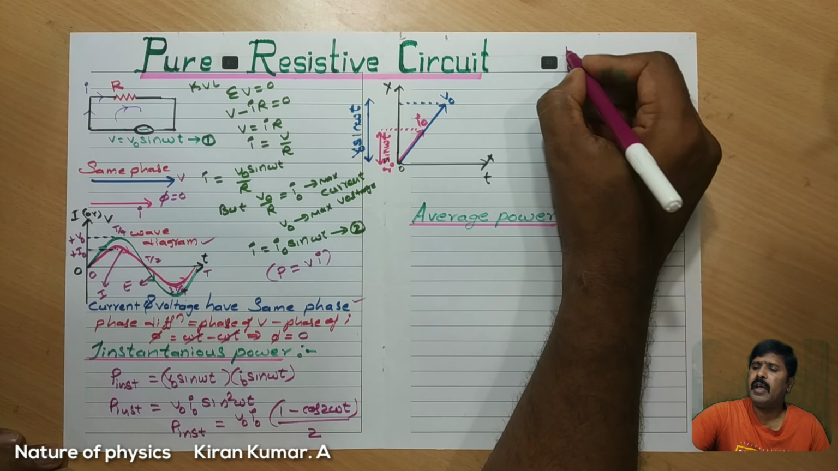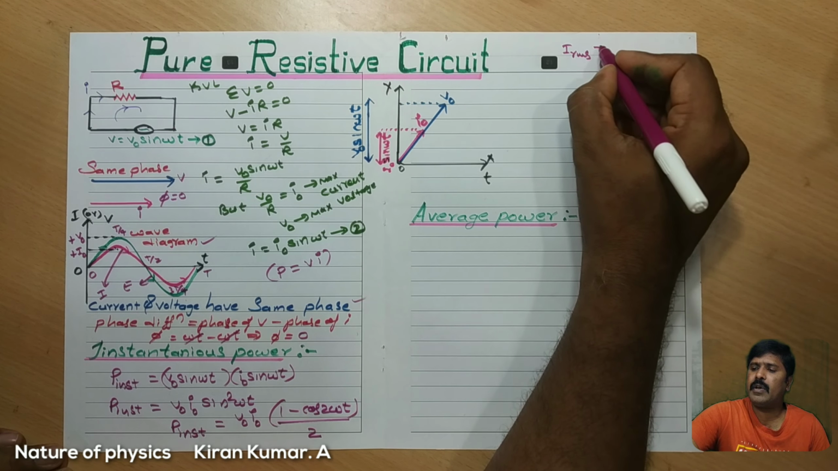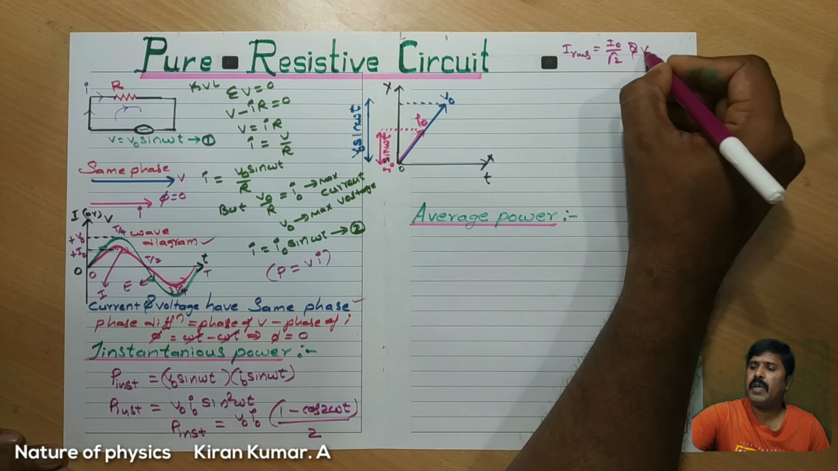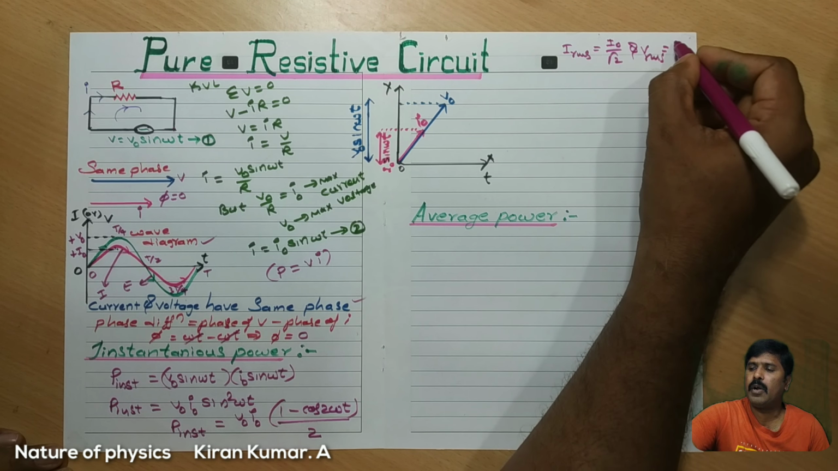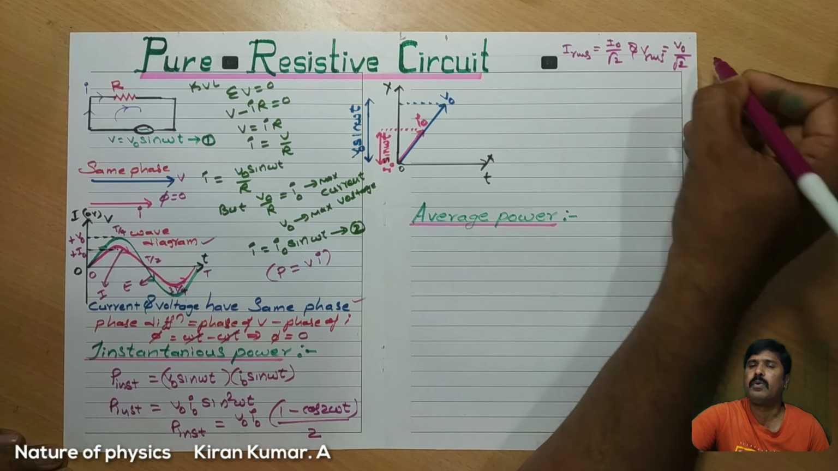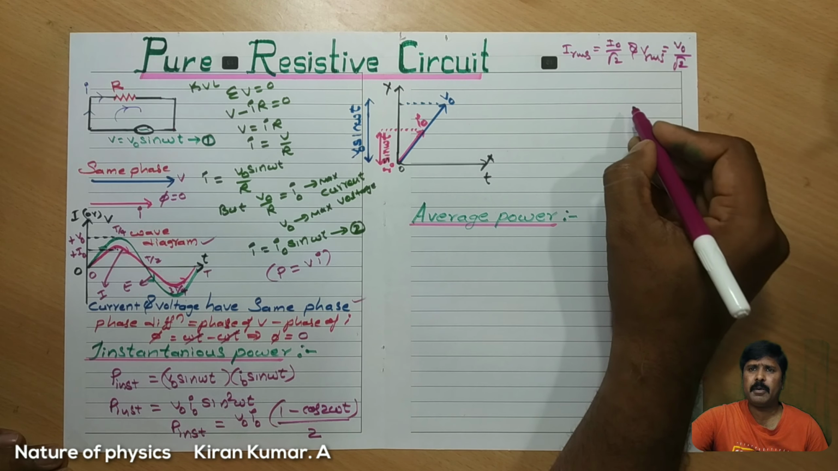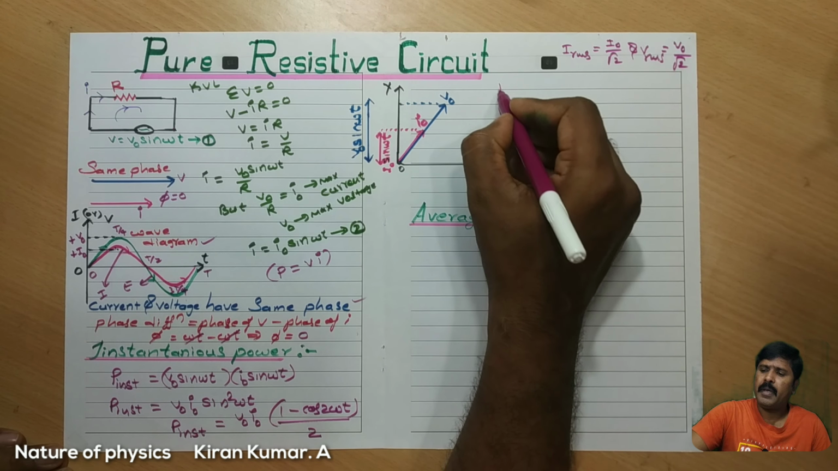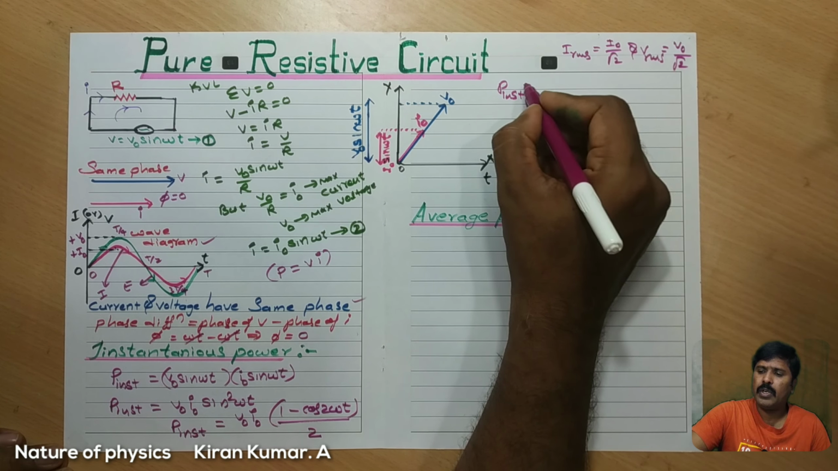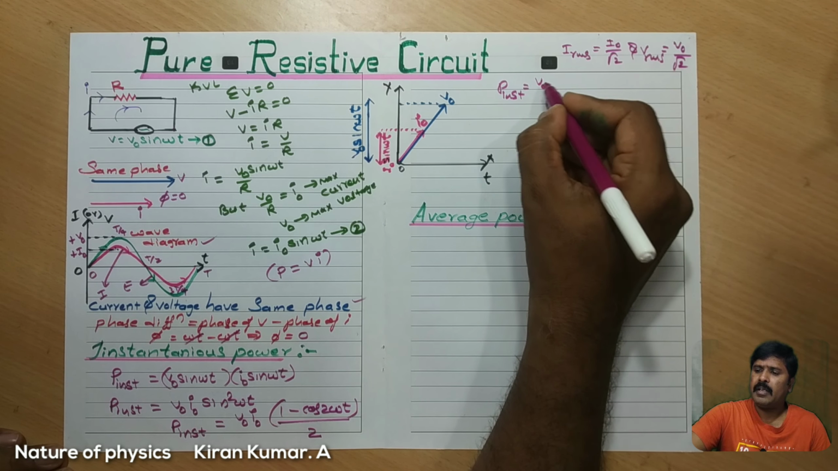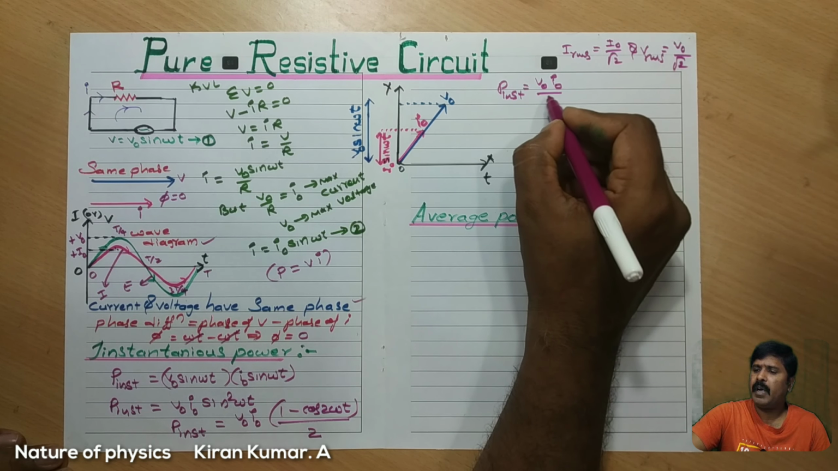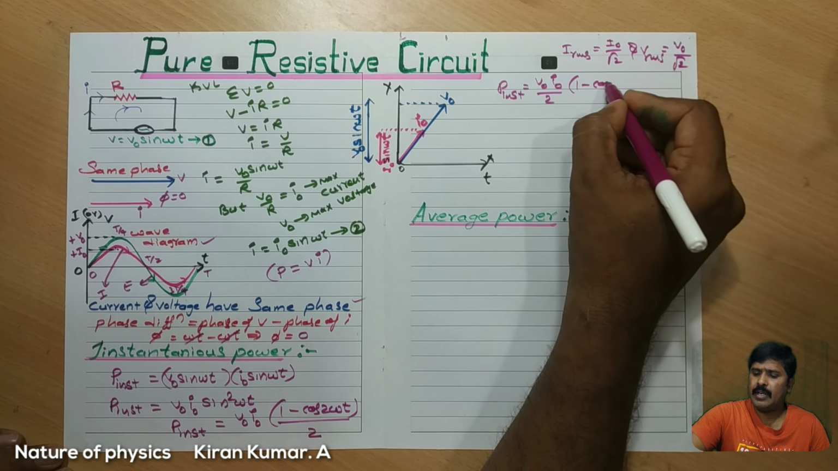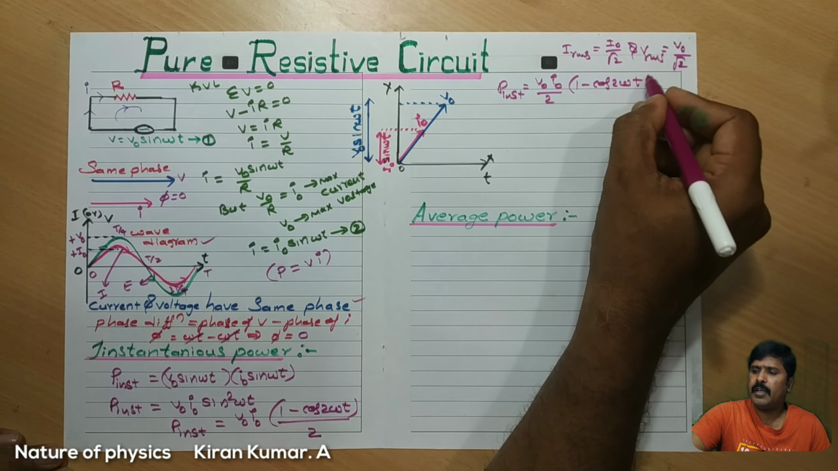Here I can write IRMS is equal to I naught divided by root 2, and VRMS is equal to V naught divided by root 2, student. I naught is the maximum current, V naught is the maximum voltage, so that P instant is equal to V naught I naught divided by 2, that is 1 minus cos 2 omega t, student.